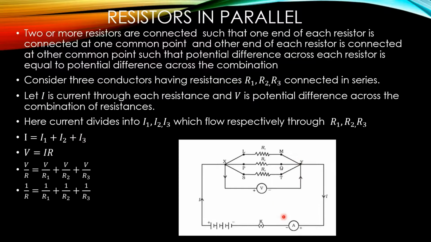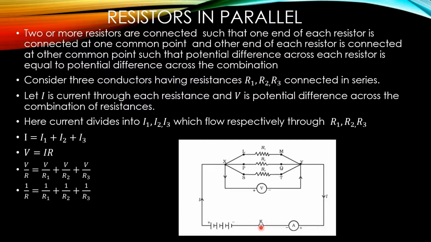According to the circuit diagram, X, Y is a conductor, and R1, R2 and R3, three resistors are taken. They are connected in parallel. In this case, the potential difference will remain the same. To measure it, a voltmeter is connected. To make the current flow, a battery, key and ammeter are connected.